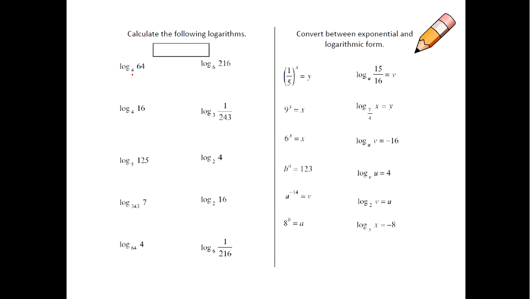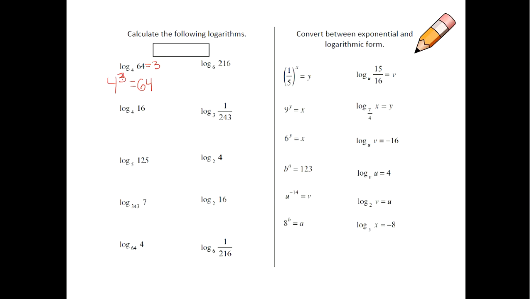So basically, guys, we need to ask ourselves, what exponent is required to go from a base of 4 that's going to give us 64? So 4 to what exponent gives you 64? 4 to the third, right? So log base 4 of 64 would equal 3, because my exponent equals 3.